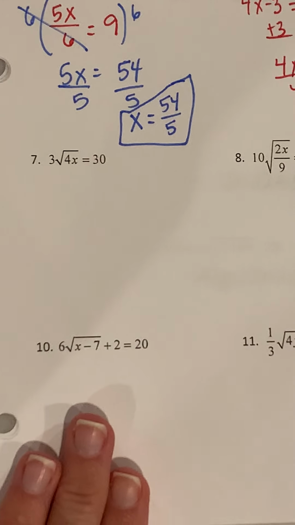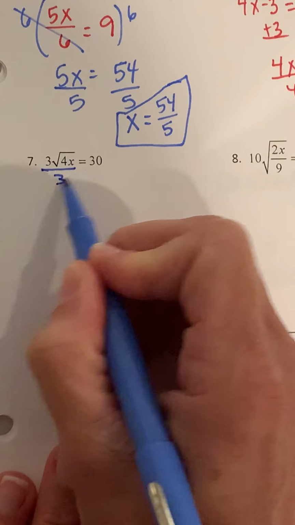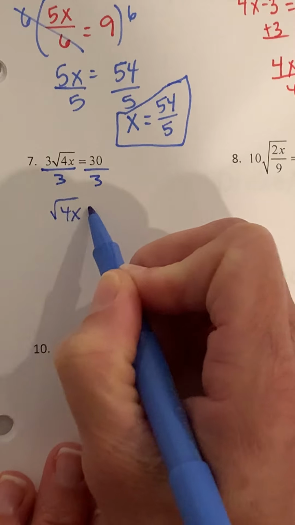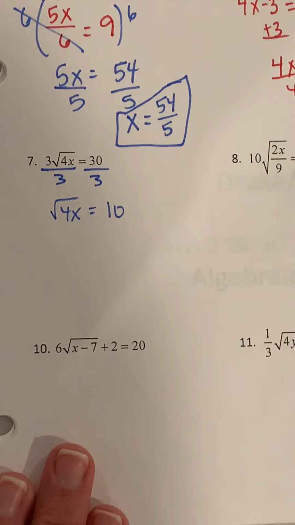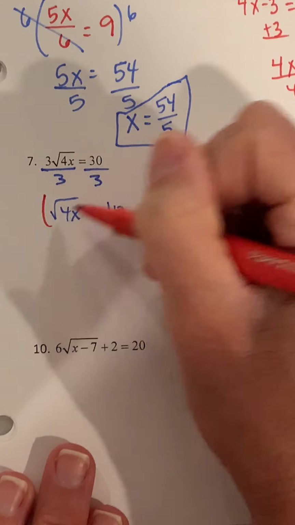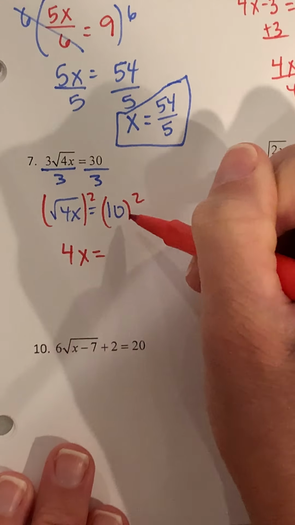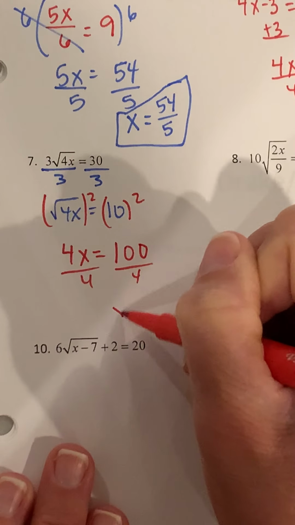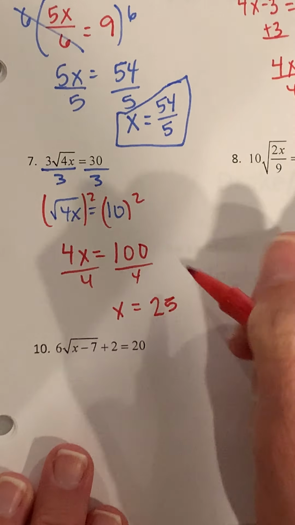All right, number 7. Here's the radical. You need to get rid of the 3, so I'm going to divide by 3. And you have a root 4x equals 30 over 3 is 10. Good. So now you have the radical by itself, so you can square both sides. And you get 4x equals 10 times 10 is 100. And then you divide by 4, and you get x is 4 goes into 100 25 times.